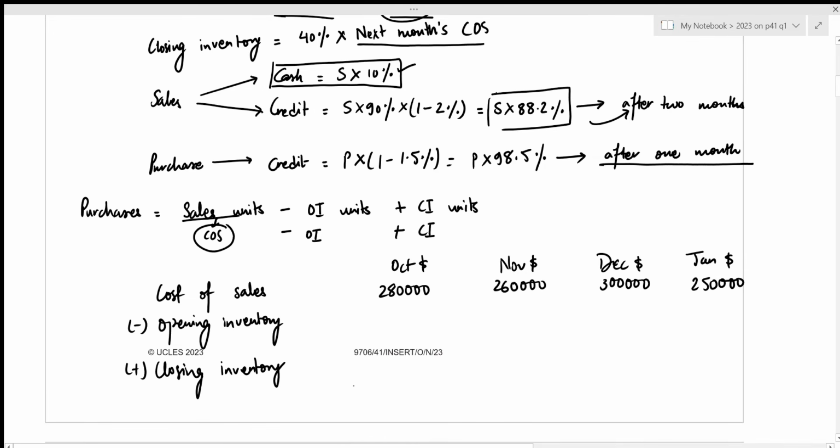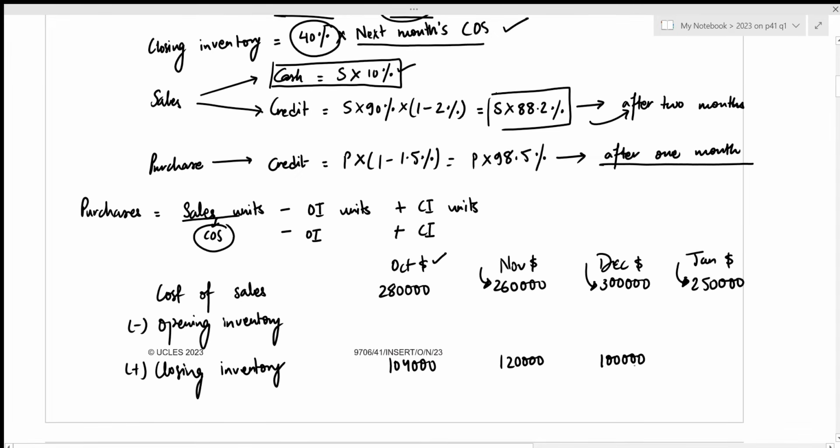Okay, let's start with the closing inventory first, because that is just 40% of next month's cost of sales. So if you're trying to figure out the closing inventory for the month of October, that is just going to be 40% of November's cost of sales. So that's 40% times 260,000, which results in 104,000. Then for the month of November, that will be 40% times 300,000, which results in the value of 120,000. For the month of December, that will be 40% times 250,000, which results in the value of 100,000.